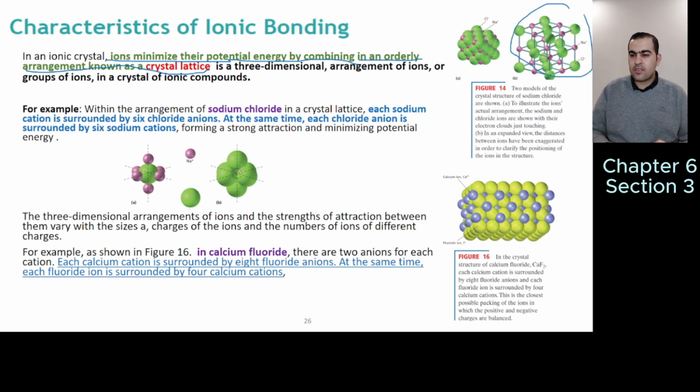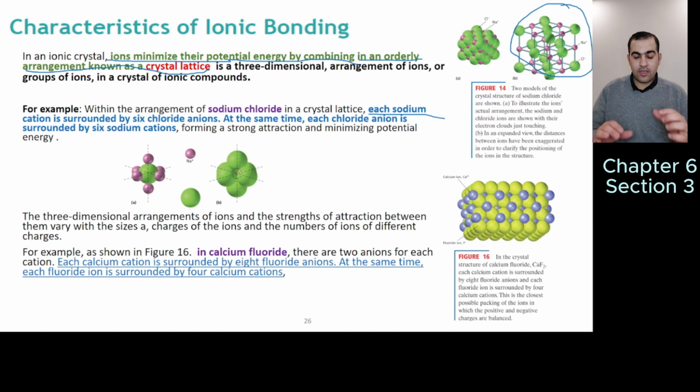Look, this is the crystal lattice. This is the arrangement of sodium and chloride ions in the ionic compound sodium chloride. For example, look, the arrangement of sodium chloride. How are the sodium and chloride ions arranged in a crystal? Or how is the crystal lattice of sodium chloride? We can use these words: each sodium cation is surrounded by 6 chloride anions in the crystal lattice of sodium chloride.